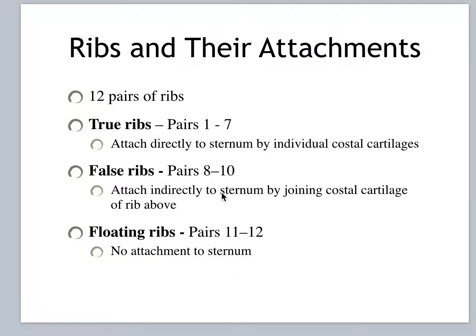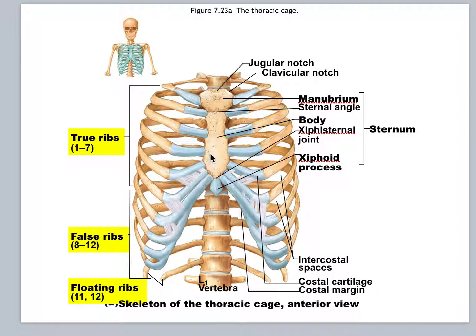There's 12 pairs of ribs. There's 1 pair of ribs for each thoracic vertebra. There's 12 thoracic vertebrae, so there's 12 pairs of ribs. The first 7 are true ribs, and they're called true ribs because they have their own cartilage that connects the rib to the sternum. See, there's a 1, 2, 3, 4, 5, 6, 7. They all have their own cartilage connected to the sternum.